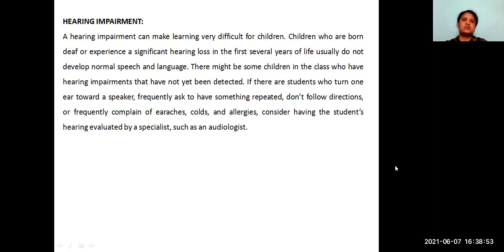When we talk in terms of hearing impairment also, it's very difficult to identify hearing impaired children. But if they are born deaf, we will know. But once they have come to the classes, if they are focusing on one ear, turning towards one side with their ear when the teacher is telling them something, or if they are asking the teacher to repeat something very frequently and they don't follow directions or frequently complain of ear aches, cold or allergies, then you should definitely send the child to a specialist, especially an audiologist, and get the child checked for hearing problems.